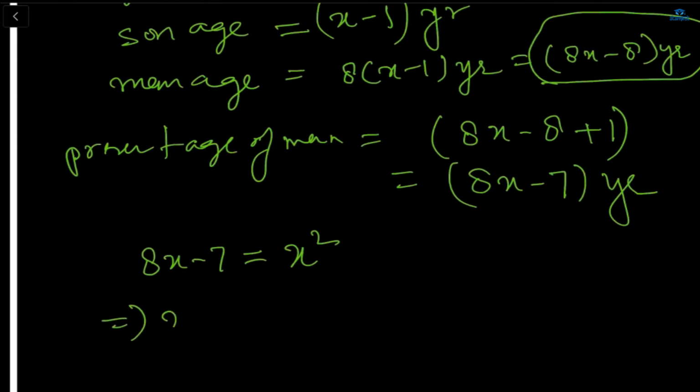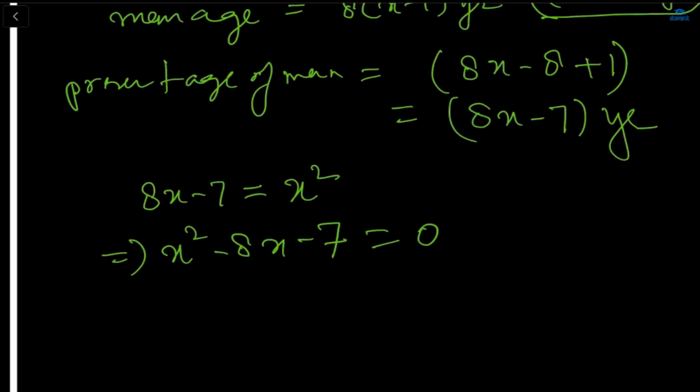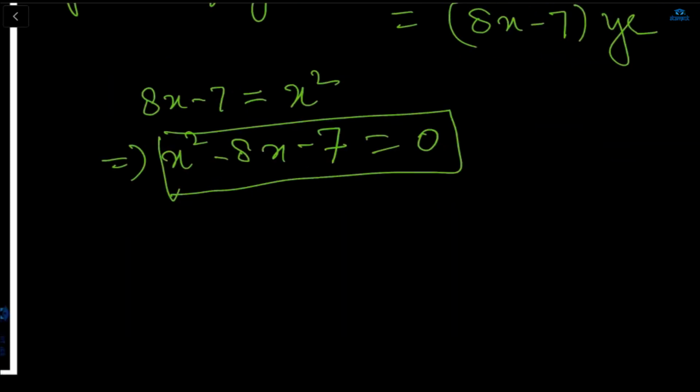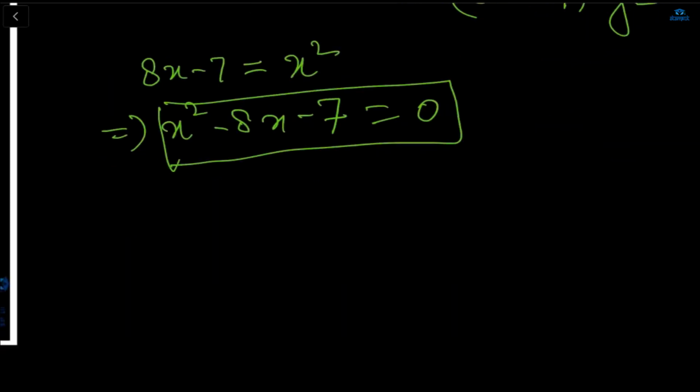So x square minus 8x minus 7. Okay, this will be your equation. This is your quadratic equation that we have formed. Now we need to solve this quadratic equation. Now, if you see, the 7 and minus sign will be there in between. Okay, in between you have to put the minus sign.